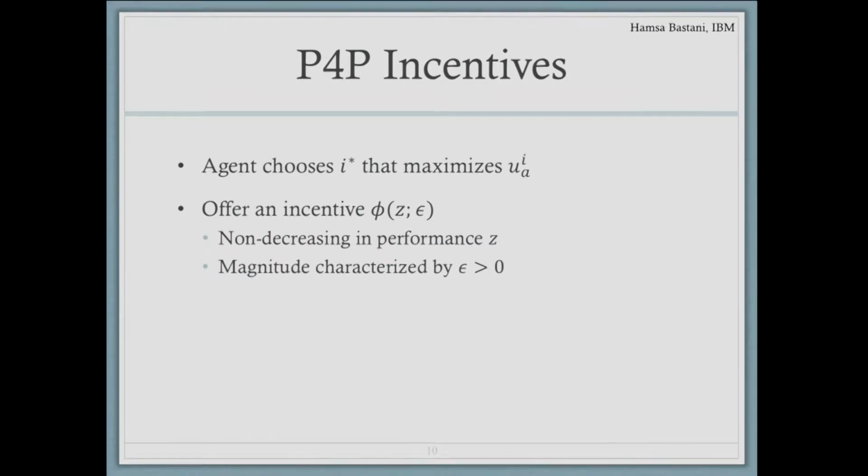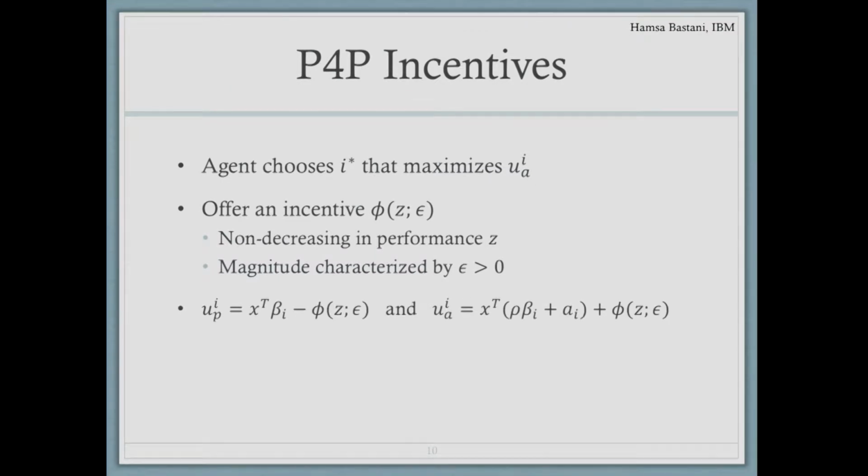And obviously, we want it to be non-decreasing in that performance. So if you do better, then you should get a bigger incentive. And its magnitude is going to be characterized by epsilon. So like I mentioned, we were going to look at small incentives. So we'll be taking this limit to 0.